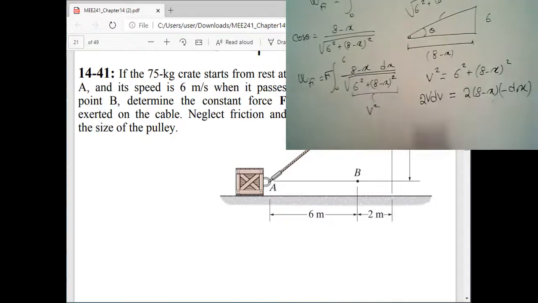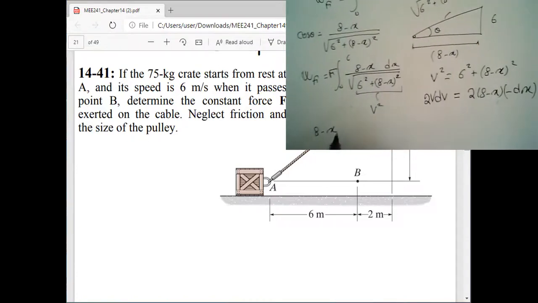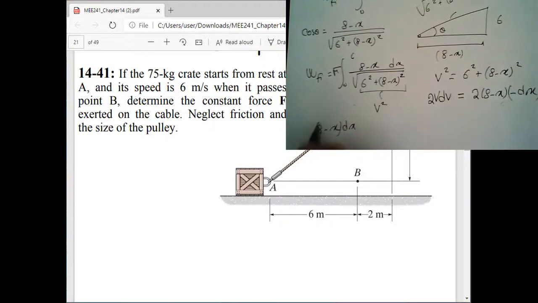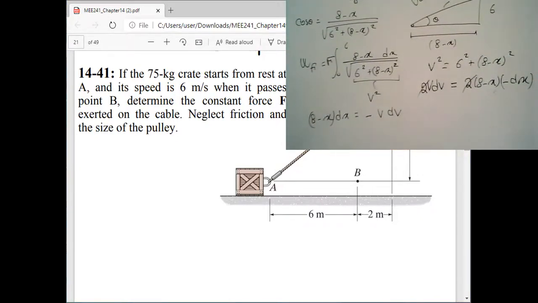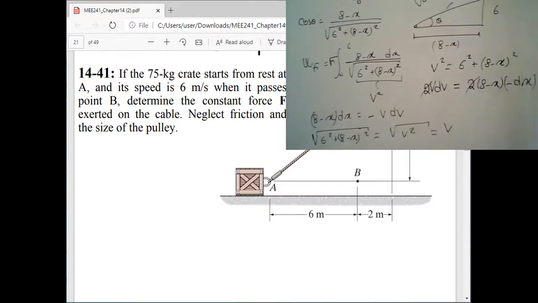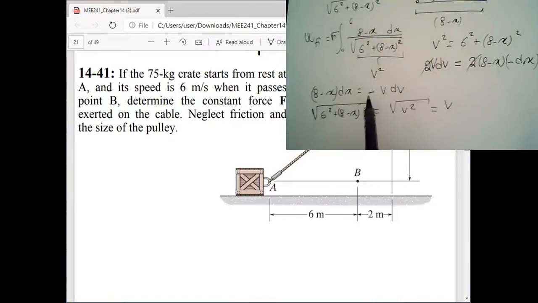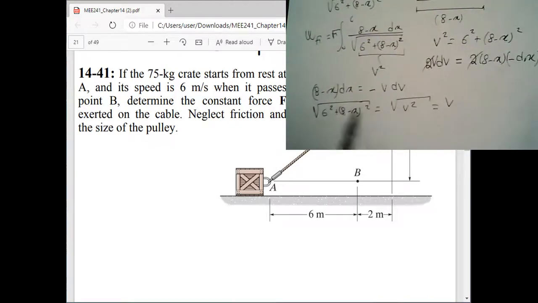So I can now start doing some replacements. 8 minus x multiplied by dx. Well, the 2 and 2 will cancel out, right? 8 minus x dx is going to be equal to how much? Minus v dv, right? Okay, so this is the top, and then at the bottom I have the square root of 6 squared plus 8 minus x squared, which is actually equal to the square root of v squared, which is nothing but v, right? So the bottom is equal to v and the top is equal to minus v dv.